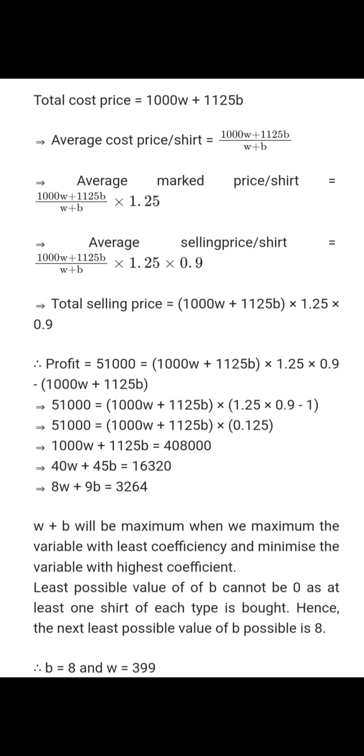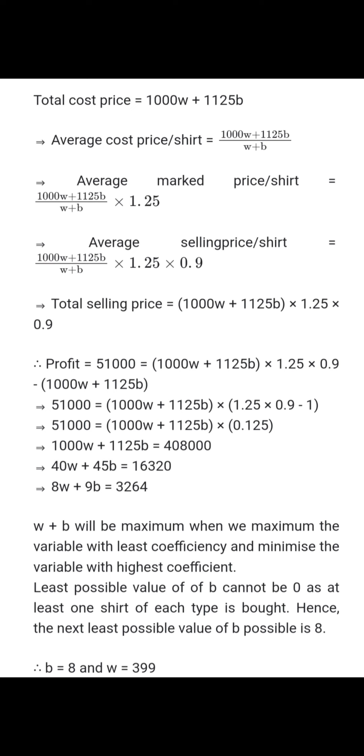But the average selling price is at a 10% discount. So the average selling price per shirt will be (1000 W plus 1125 B) by (W plus B) into 1.25 for the mark price and into 0.9 for the discount of 10% on mark price. Now total selling price will be the average selling price into W plus B. So that gives us (1000 W plus 1125 B) into 1.25 into 0.9.